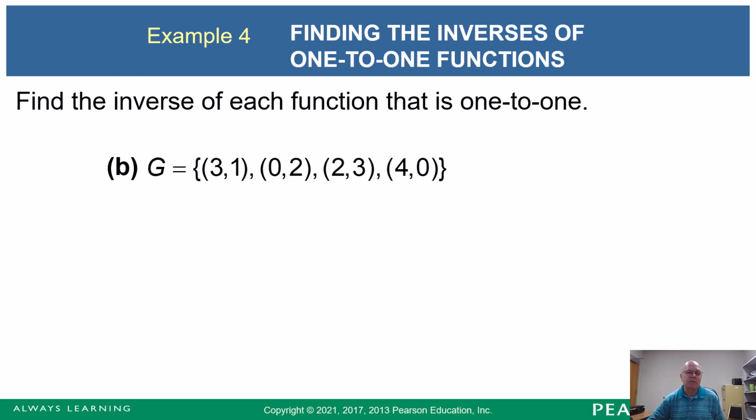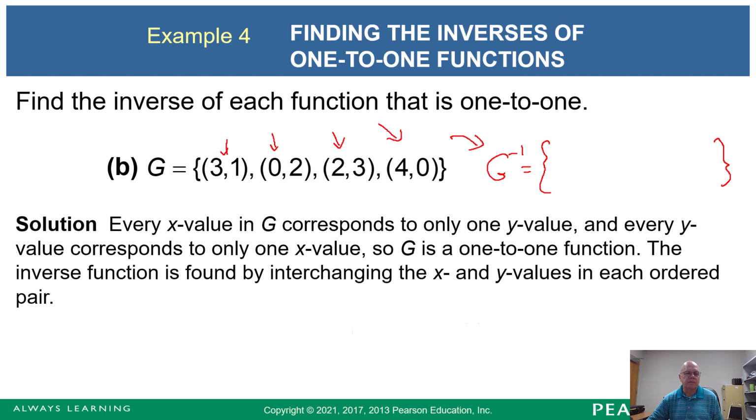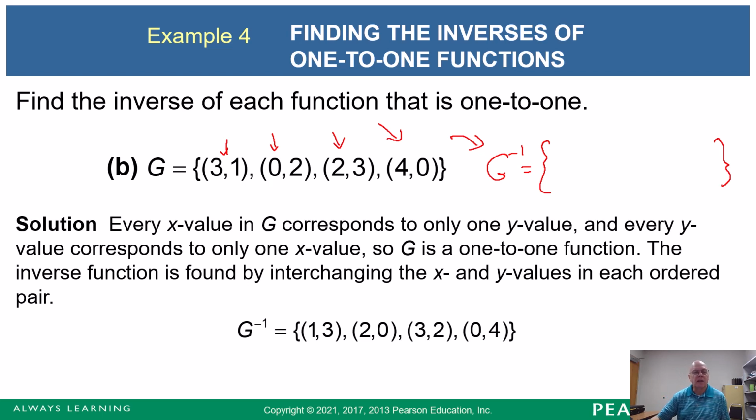How about this one? Well, first of all, you can see that all the x values are different, so it's a function. Are all the y values different? Yes, so it's one-to-one as well. So we've got an inverse function, and we can write it like this. And we can write the ordered pairs. I'm not going to do it, I'll let you do it. Take each one of these ordered pairs, reverse them, and we'll have the inverse function. And there you go, the inverse function.